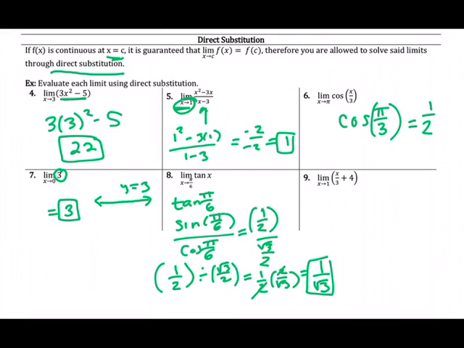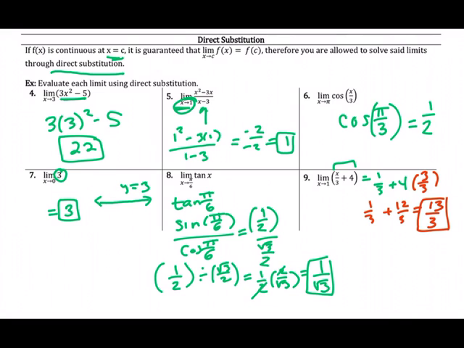And then the last one, this function is continuous, or we don't have any issues. If I plug in 1, I don't get something weird. I don't get something that's not allowed. So this limit is going to be equal to 1/3 plus 4. Well, I can find a common denominator here, 3 over 3. So that's going to give me 1/3 plus 12/3. That's going to give me 13/3. And that is the end of this section.